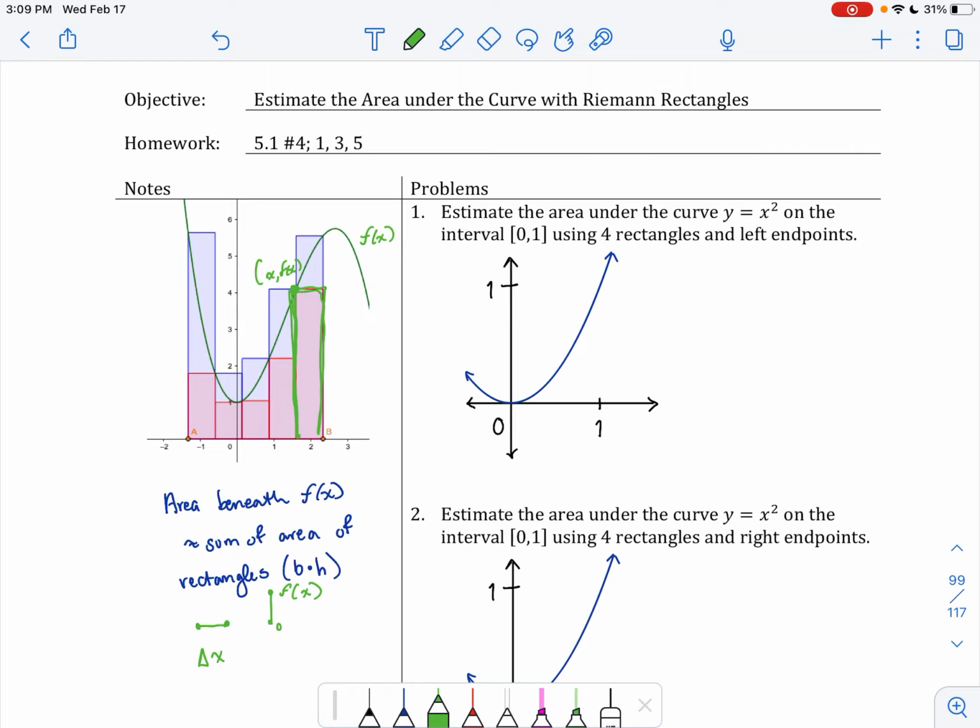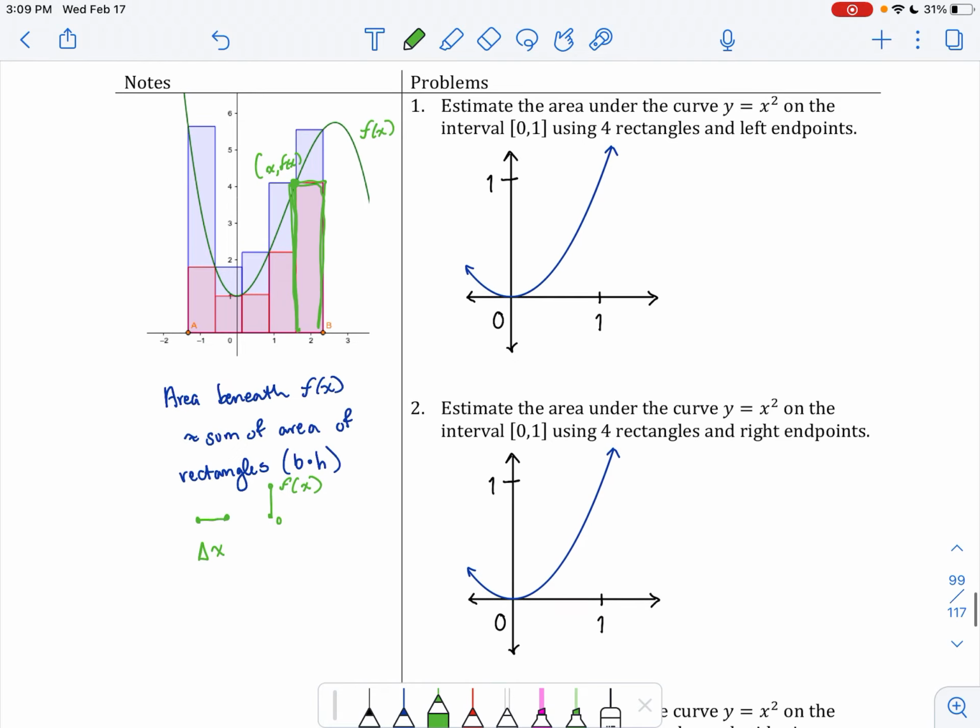So we're going to look at some problems here, 1, 2, and 3, about estimating the area under the curve y equals x squared. And the best place to start is just draw the pictures, and it'll be very easy to tell if something is an underestimate or an overestimate. All of these problems are going to ask you to estimate the area under the curve y equals x squared, on the interval from 0 to 1, using 4 rectangles and left endpoints.